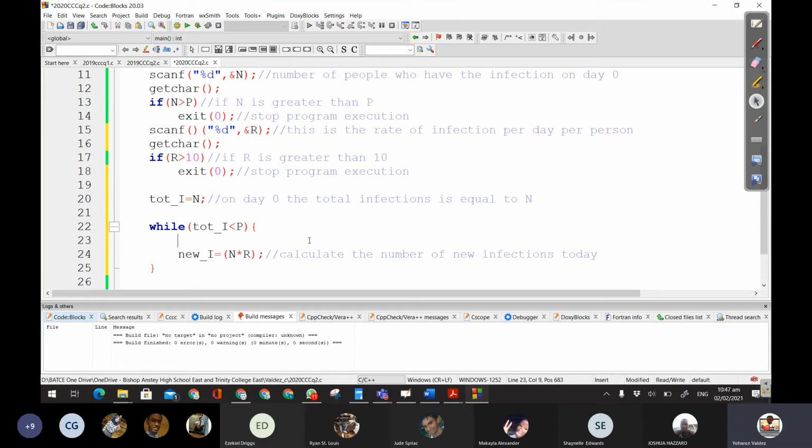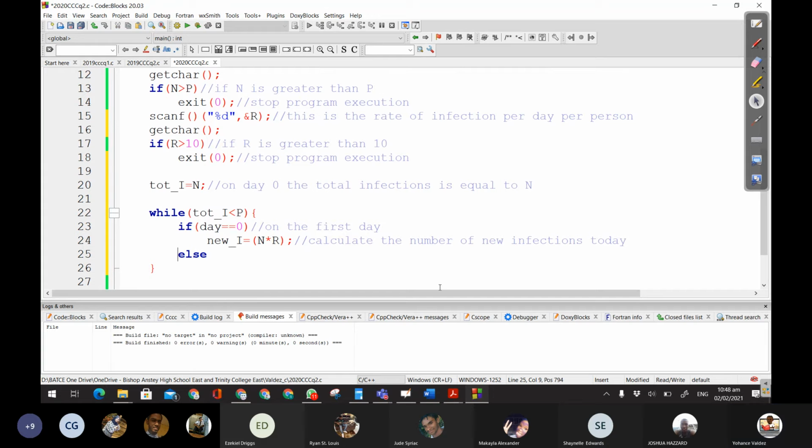So we could say now, if day is equal to 0, we work out the new infections, right? On the first day, calculate the new number of infections today. And that is from the original number of patients on day 0 multiplied by the number of people they should infect. Okay?